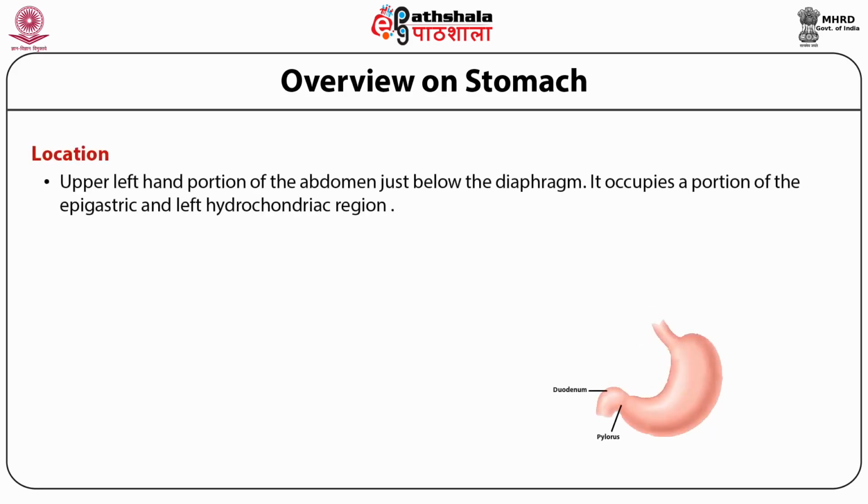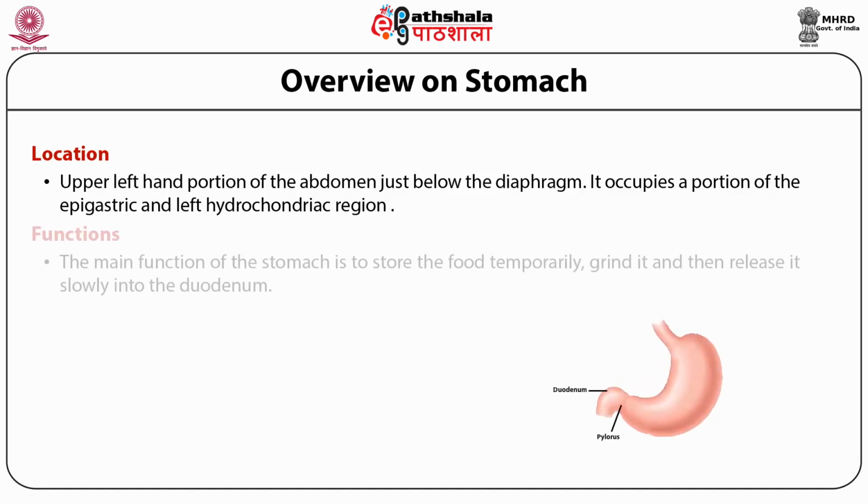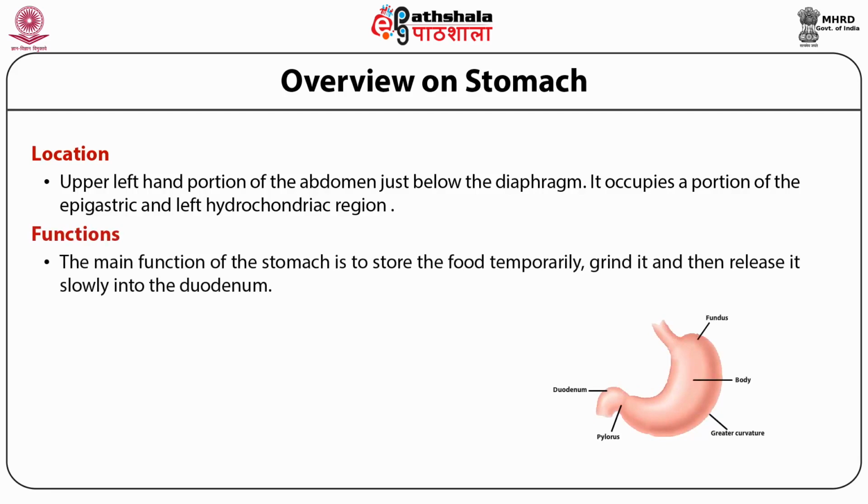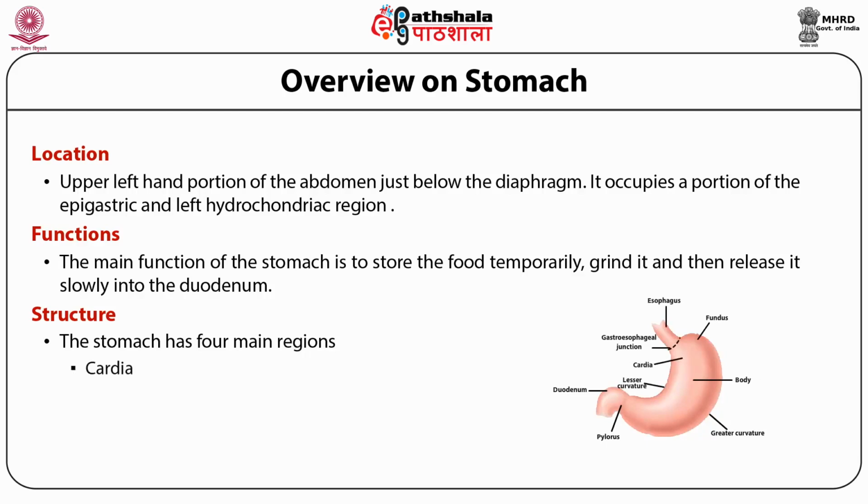Beginning with its location, it is located in the upper left-hand portion of the abdomen, just below the diaphragm. It occupies a portion of the epigastric and left hypochondriac region. The main function of the stomach is to store the food temporarily, grind it, and then release it slowly into the duodenum. The stomach structure has four main regions, shown in front of you, consisting of the cardia, fundus, body, and pylorus.